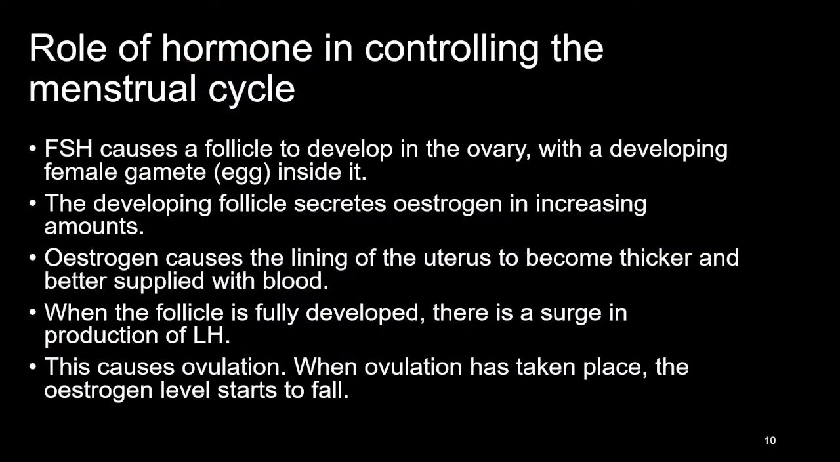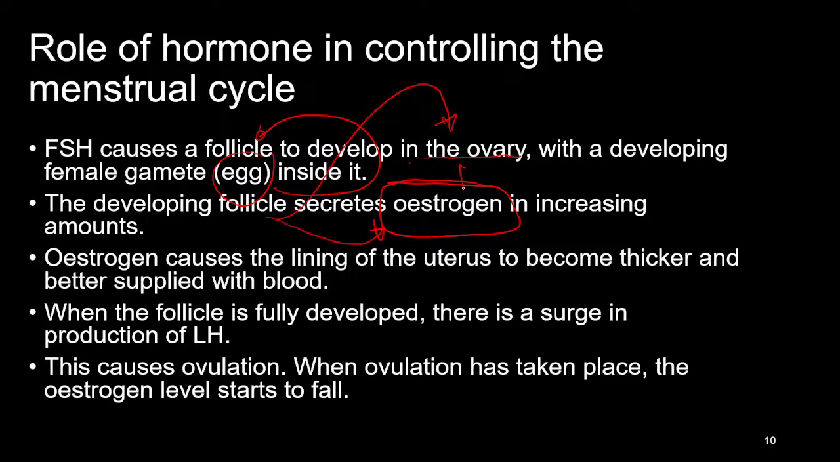FSH causes a follicle to develop inside the ovary with a developing female gamete, the egg, inside of the follicle. The developing follicle secretes estrogen in increasing amounts. Now the follicle is inside what? It's inside the ovary, and then this is secreting the estrogen. That's why we said that estrogen is secreted from the ovaries.